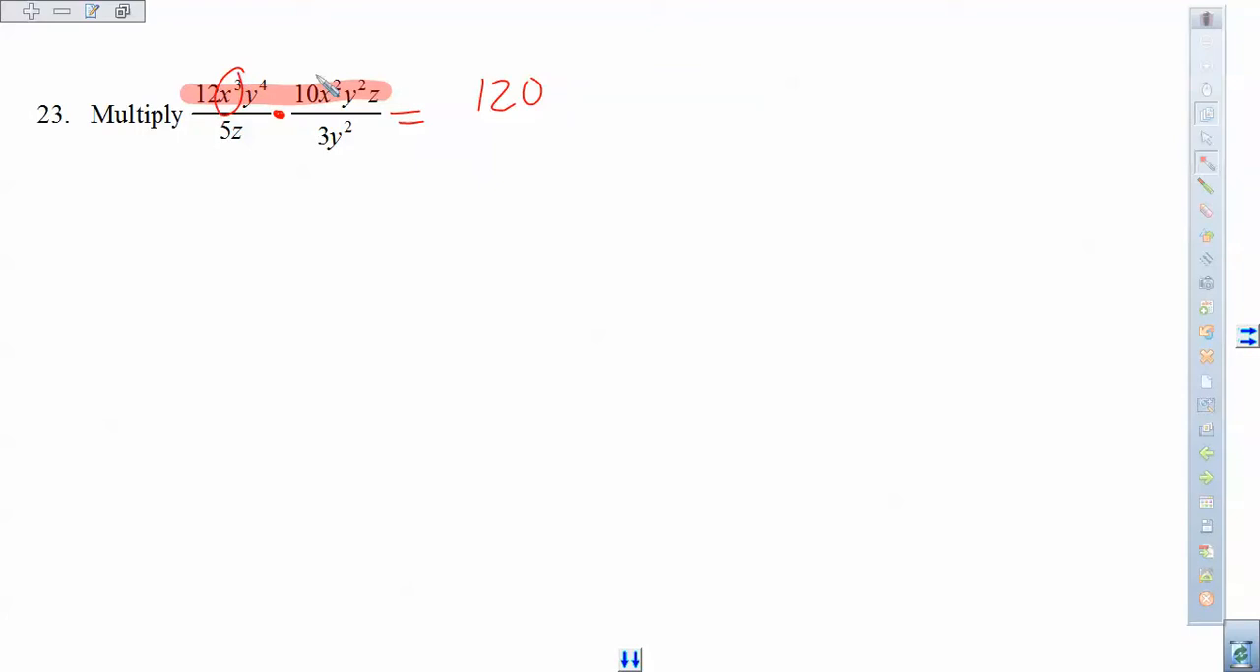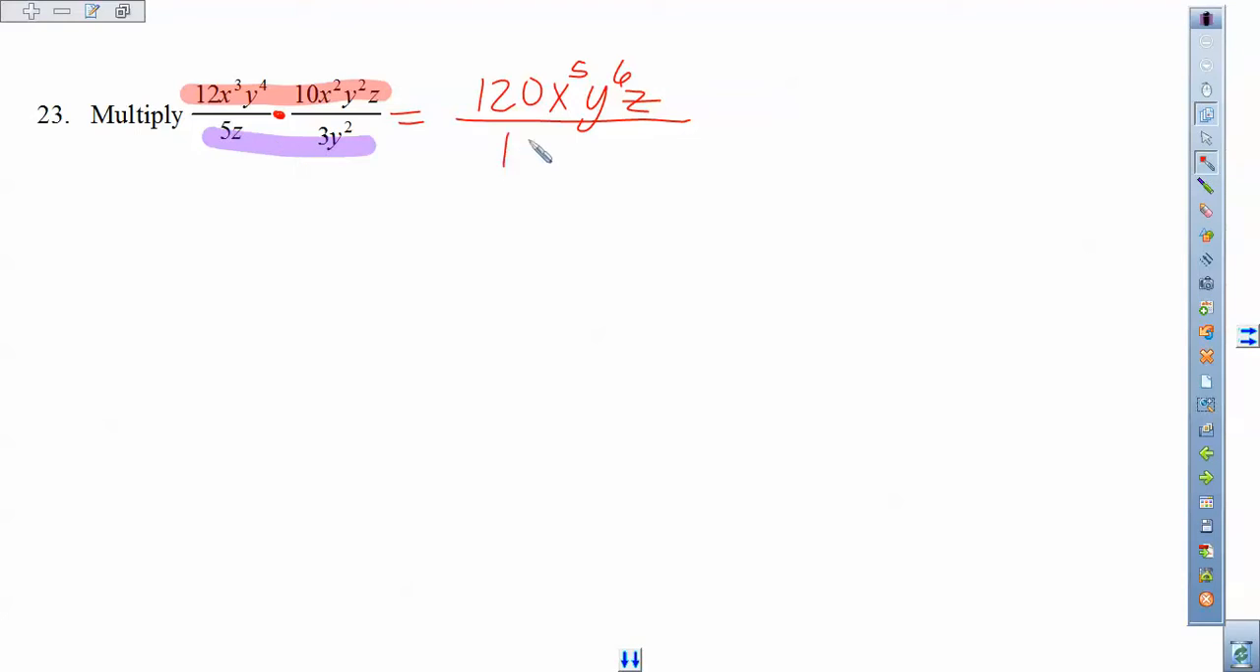Next, take the x to the third, multiply it by that x squared. Got to add the powers up when you multiply, so that's going to be x to the fifth. Next, look at your y's. We have y to the fourth, y squared, y to the sixth, adding those up. Finally, looking at the end right there, z stands alone. Down below, bottom times bottom here.